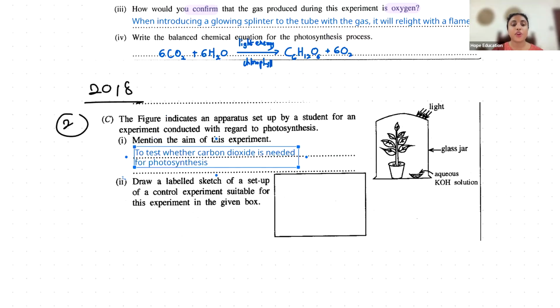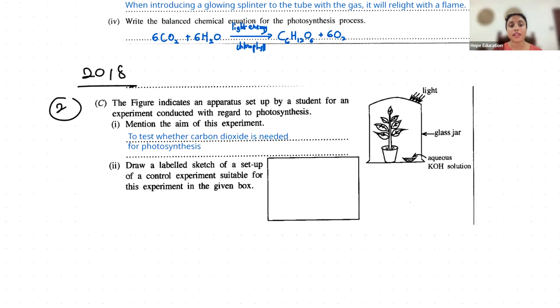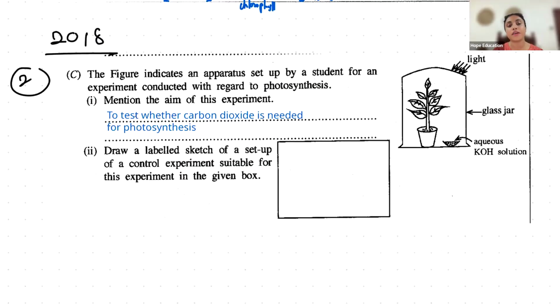Okay. Draw a labeled sketch of a setup of a control experiment suitable for this experiment in the given box. This is an interesting question. How did you do this? Yes.